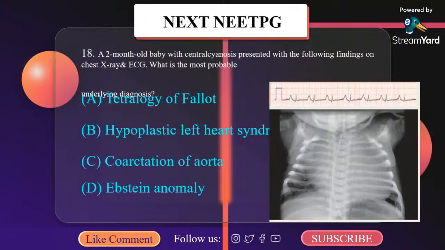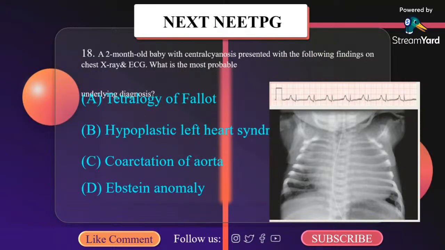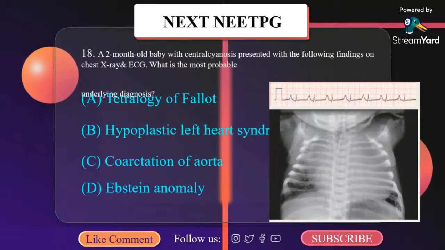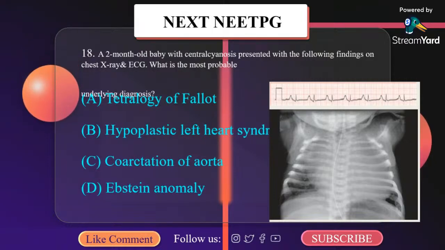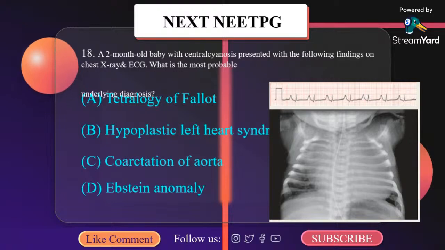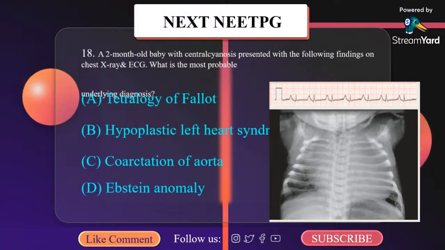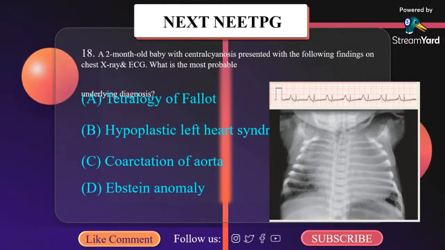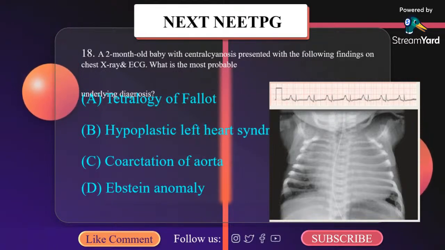A 2-month-old baby with central cyanosis presented with the following findings on chest X-ray and ECG. What is the most probable underlying diagnosis? A. Tetralogy of Fallot, B. Hypoplastic left heart syndrome, C. Coarctation of aorta, and D. Ebstein's anomaly. Here you can see the ECG shows tall Himalayan P waves, and the chest X-ray shows a box-shaped heart. And this is Ebstein's anomaly. So the correct answer here is D, Ebstein's anomaly.